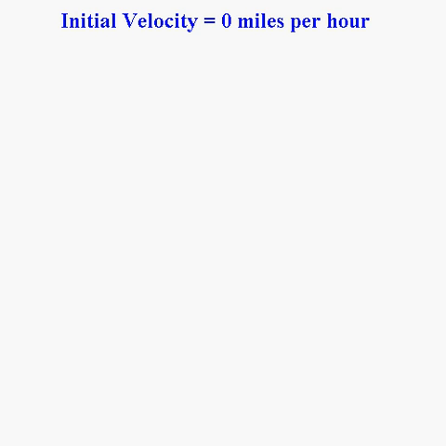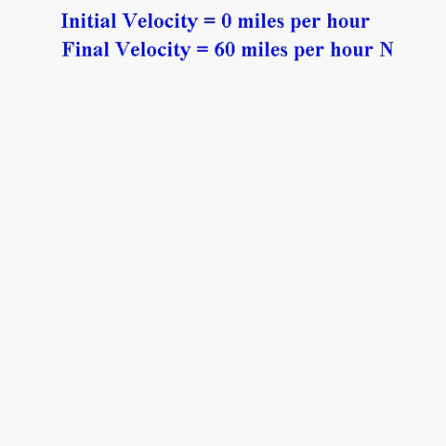This example looks like any of the other examples we've been doing, but there is a twist. We're given the initial velocity, 0 miles per hour. We're also given the final velocity, 60 miles per hour north. We also know the time, 6.1 seconds. So you might think we just plug into the equation.